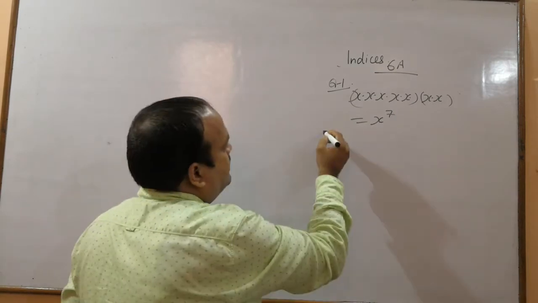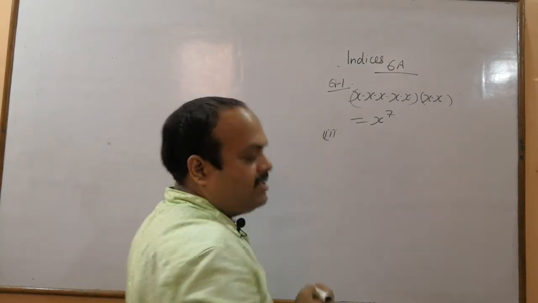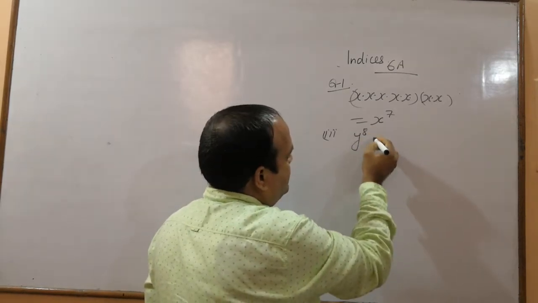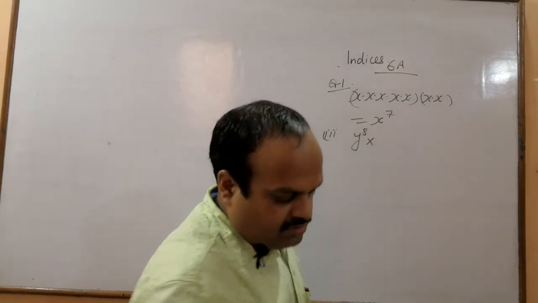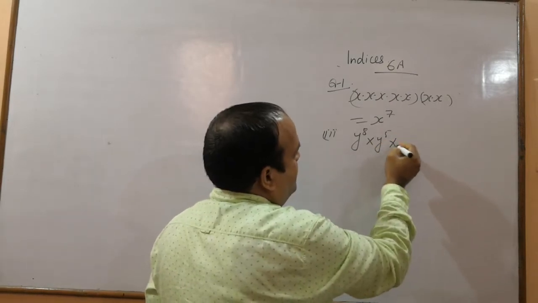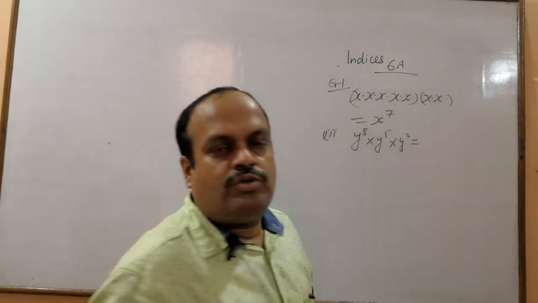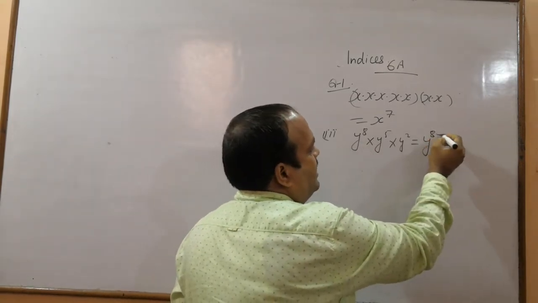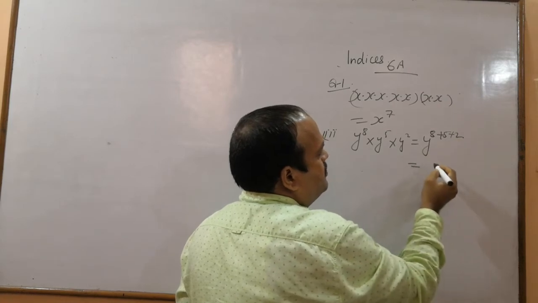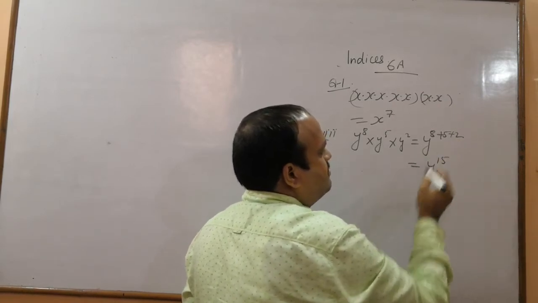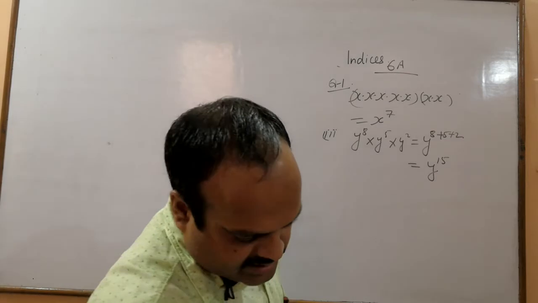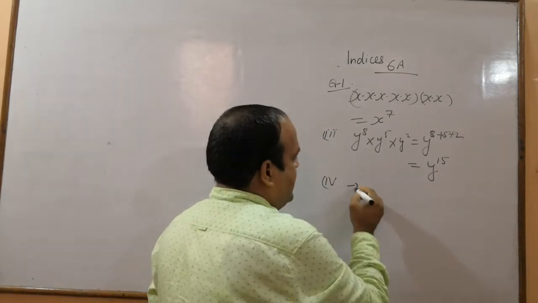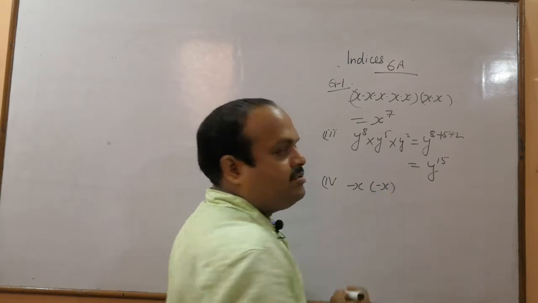Next, the third part; the second part you do by yourself. y to the power 8 multiplied by y to the power 5 multiplied by y to the power 2. To get the result, what will you be doing? You will be using the product law. 8 plus 5 plus 2, y to the power 15. Next, the fourth part, we have minus x multiplied by minus x to the power.